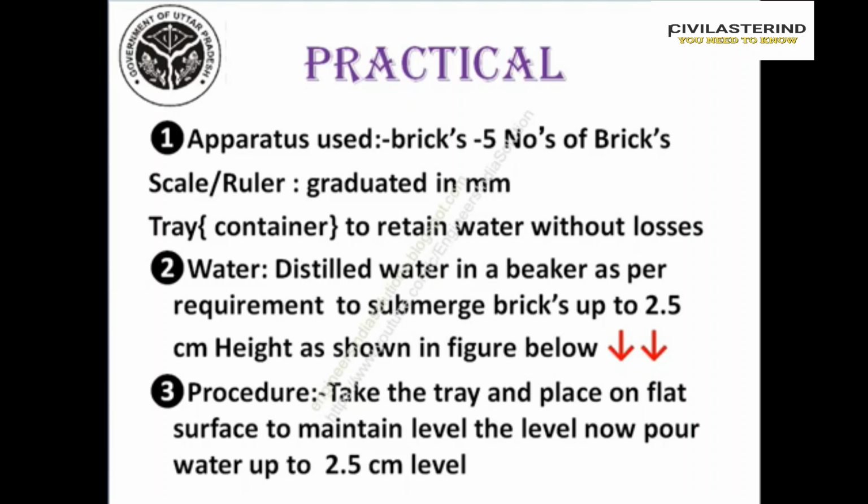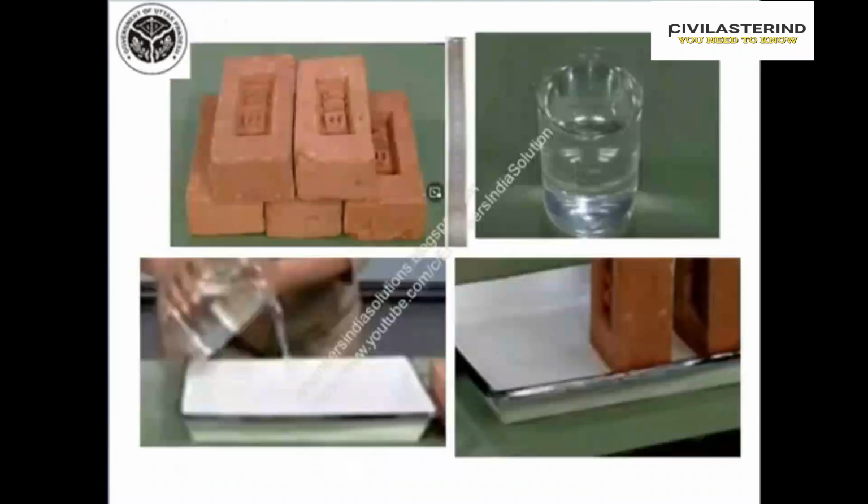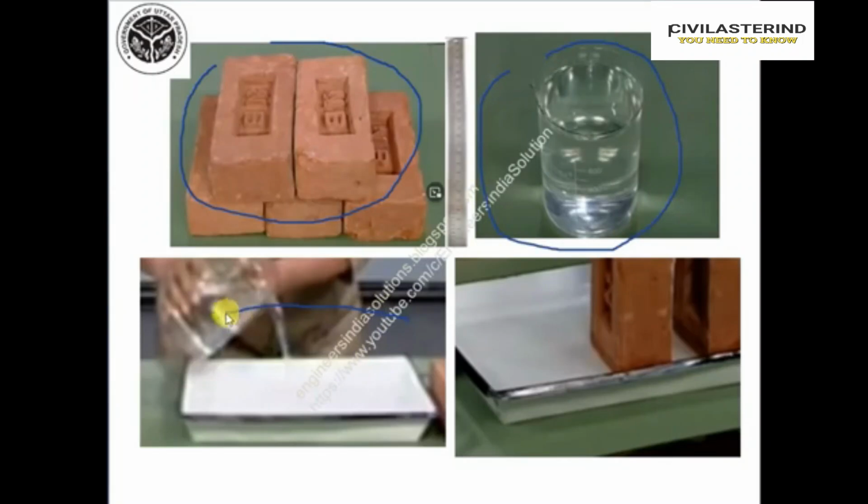Take the tray and place it on a flat surface. Now pour in water and maintain the water up to a level of about 2.5 centimeter. So now here, as you can see in the figure, we have the number of bricks, and the number of bricks over here is about 5. Then we have water in a beaker, and an enamel tray. Then this is how we place the bricks inside the tray.